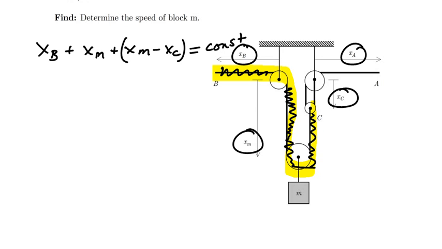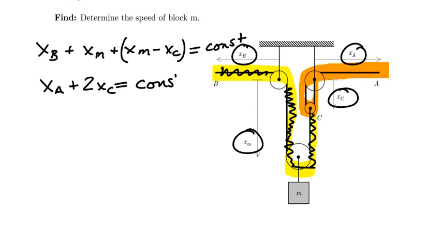I can then sum up the rope on the other side, so I have a segment here and a segment that wraps around and comes back. And so if I add that up, I'm going to have a segment of length xa, and then I'm going to add to that two segments of length xc, and that'll equal some other constant, which I'll just call constant 2.